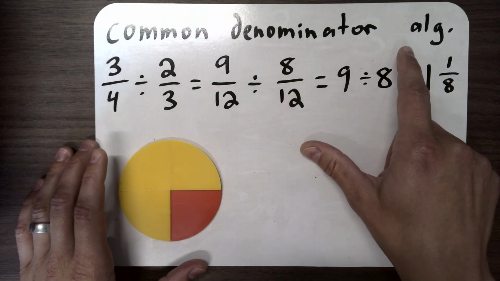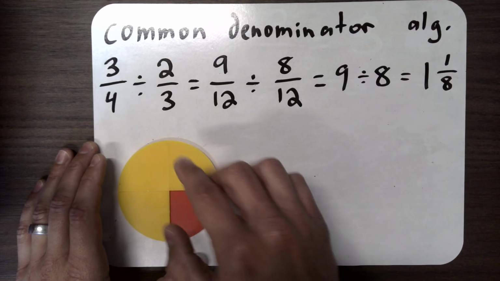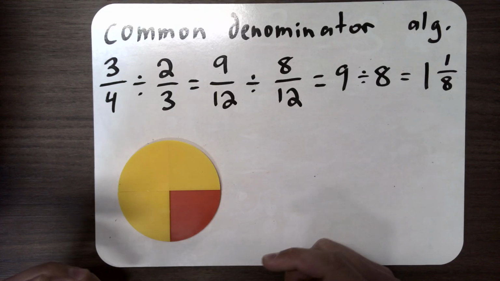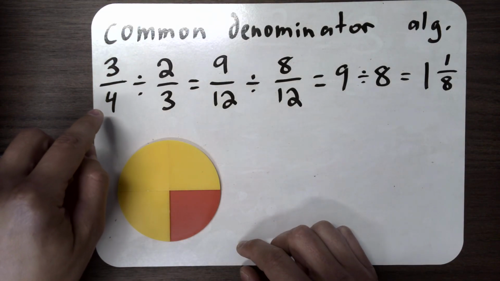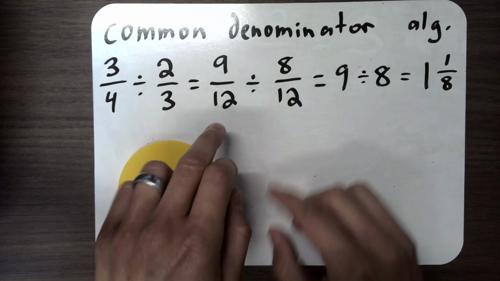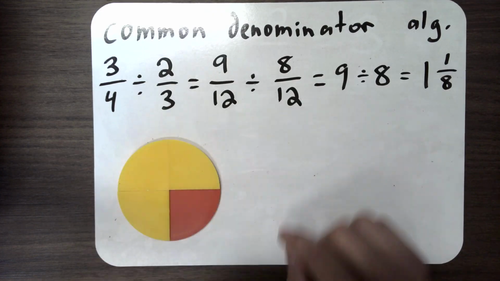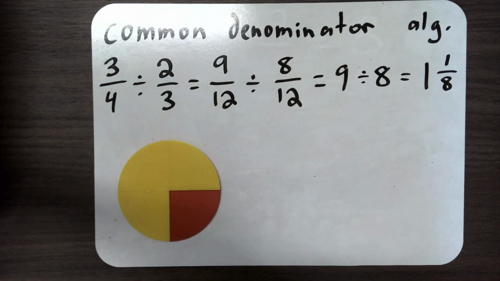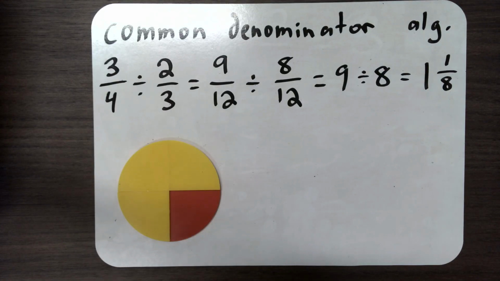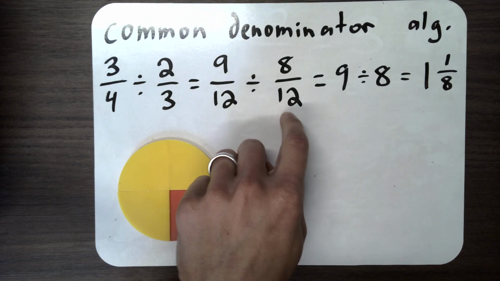So for the common denominator algorithm, we're starting with 3/4 divided by 2/3. With the common denominator algorithm, what we're going to do is find equivalent fractions for one or both fractions, if we need to, such that our denominators are common or the same. So for 3/4 divided by 2/3, we're going to change this expression into an equivalent expression with common denominators. So we're going to change this into 9/12 divided by 8/12.